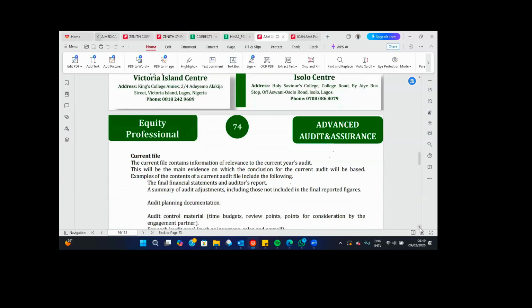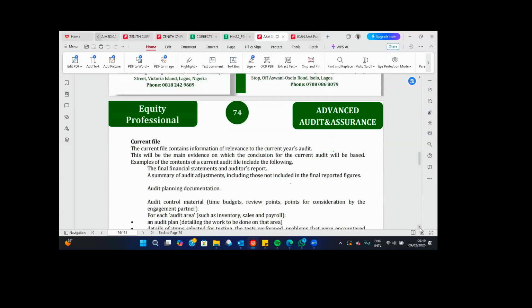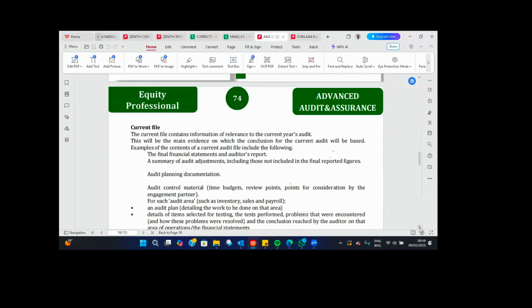Two, a summary of the audit adjustments, including those not included in the final reported figures. Audit adjustments. Okay. Three, audit planning documentation is there. The audit plan is there. Four, audit control material. Audit control material are those time budget, review points for consideration, okay, are contained there.